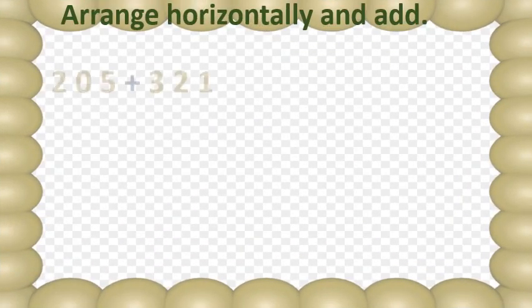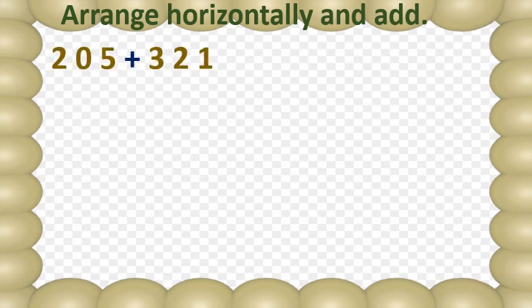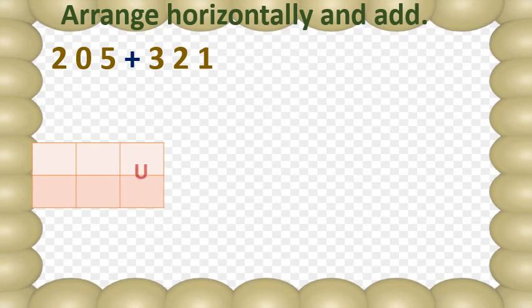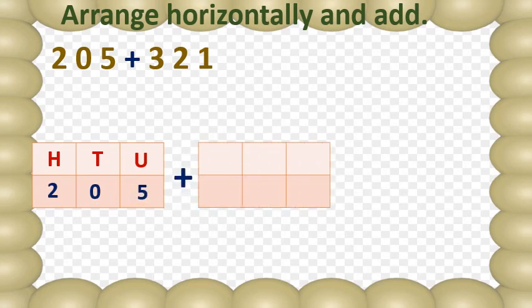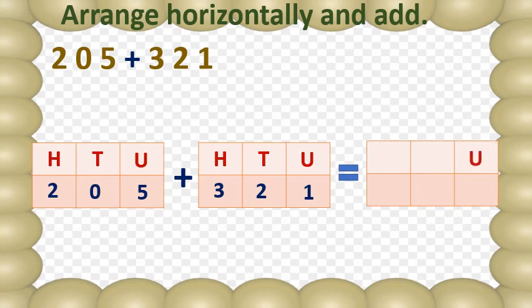Now one more example we will solve, that is 205 plus 321. Yes, you know the columns now. 205 plus, next column here, 321. Now we will add. First we will make the table here. It will become easy to write the answer. Correct? We will start from, yes, very good, from the unit place.